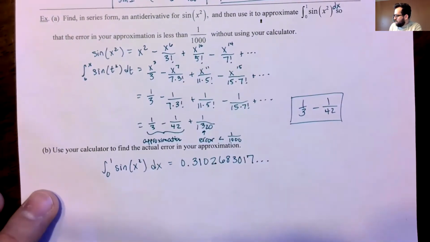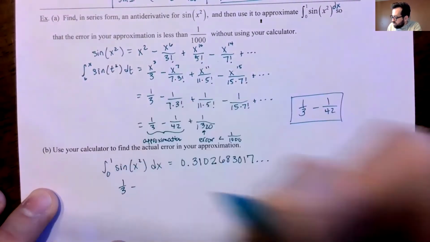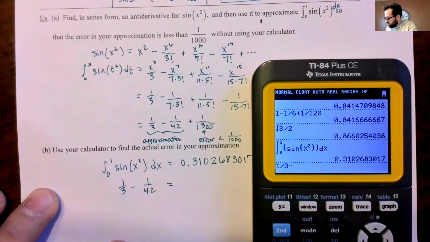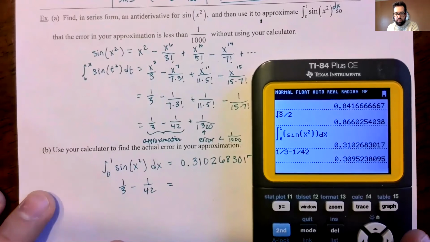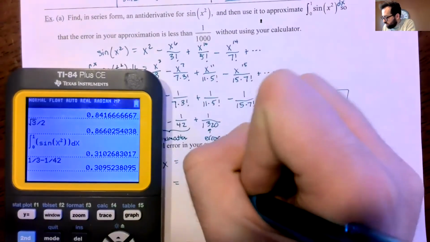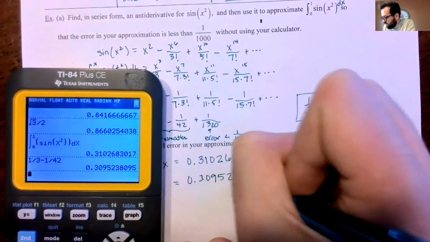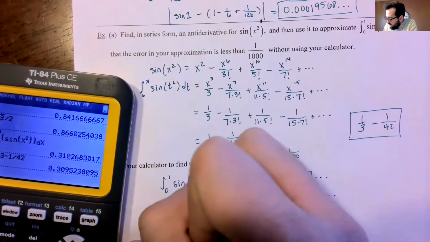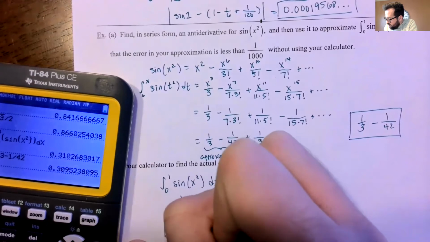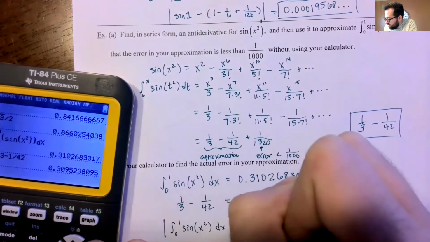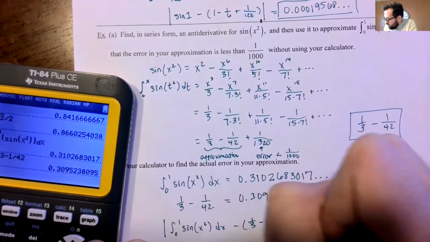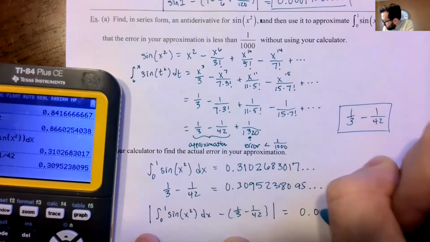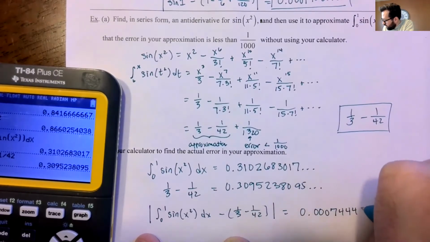3102683.017... And what's the value of our approximation? 1/3 minus 1 over 42. Pretty close. We get 0.3095238095, etc. So if we subtract those to find the error, what are we going to get? 0.000744449, etc.